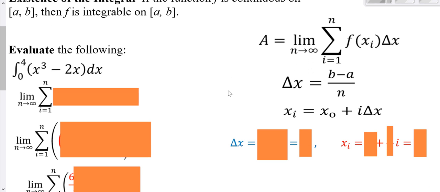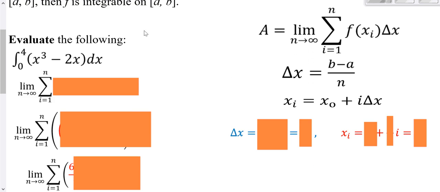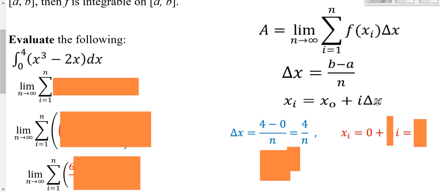So let's go ahead down below here and work out our area of this using the same process we did yesterday, with 0 being your lower bound, 4 being your upper bound. So that helps you with figuring out the delta x. So we get 4 over n. Remember, x sub i is your beginning, which in this case is 0, plus i times delta x that we just figured out to be 4 over n. In other words, we get x sub i just to be 4i over n.